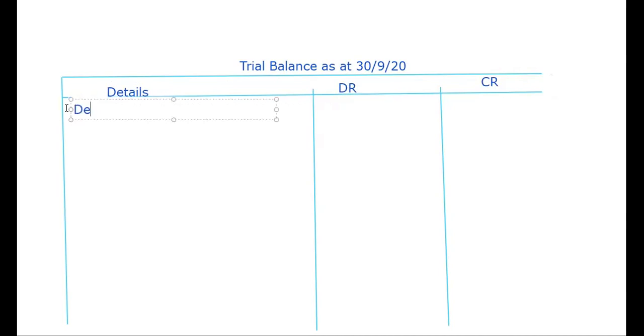So here, if you have the debtors, because it is the sales ledger, it is the debtors account. So debtors, in brackets, who? Ascertain's balance, 30,200. And the creditors will go to the credit side. Exactly.